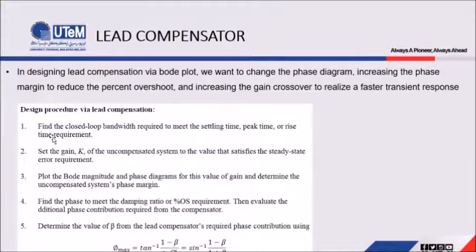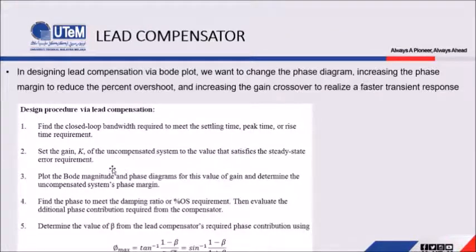First, we have to find the closed loop bandwidth required to meet the settling time, peak time, or rise time requirement, or all these parameters. As you can see, the parameters that we are going to improve to make sure the performance will meet the requirement refer to the transient part. Second, set the gain K of the uncompensated system to the value that satisfies the steady state error requirement. Before we design to improve this transient part, we have to make sure the steady state error of the uncompensated system is satisfied.